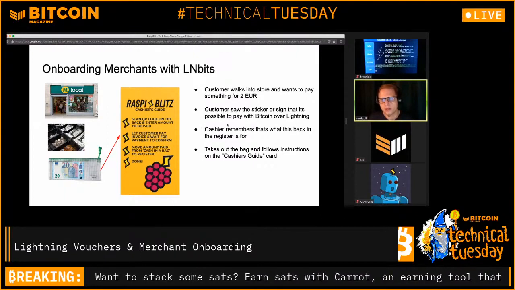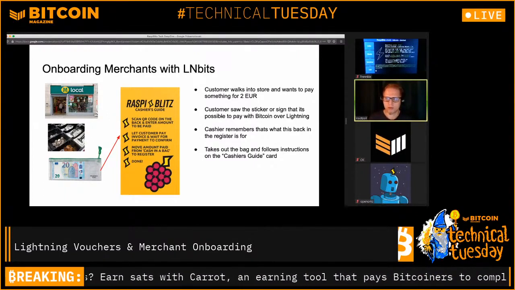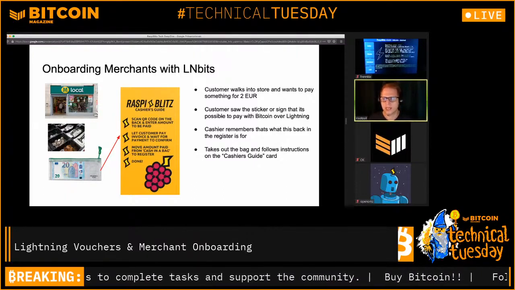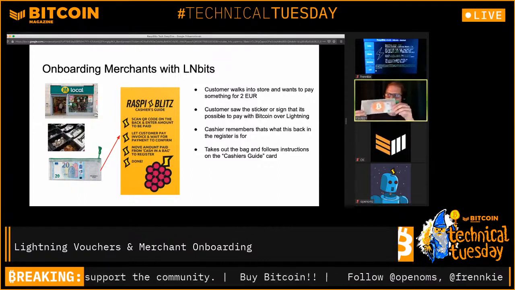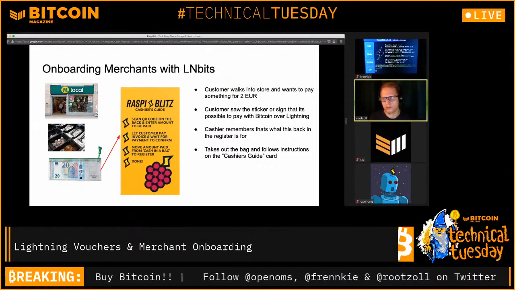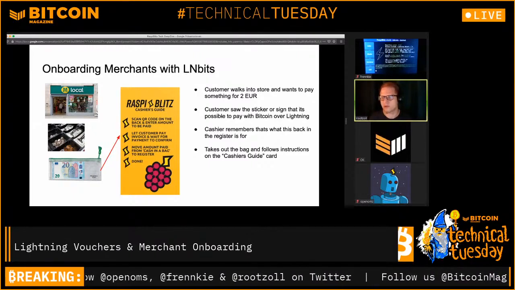So for €2, the customer saw the sticker on the store saying they accept Bitcoin over Lightning, so they ask if they can pay with Bitcoin over Lightning. The cashier is maybe not the owner of the store, maybe somebody just helping out, but he may have already recognized that there's something in the register. I have the cash on the back and I put a Bitcoin sticker on there. So even if the owner did not tell the clerk about this option, maybe he thinks, okay, there was something with a bag.